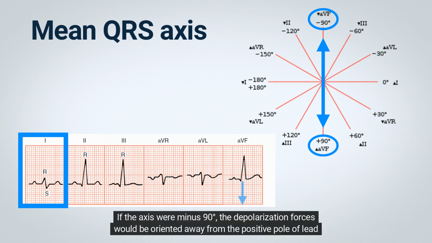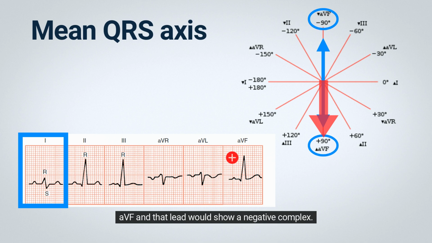If the axis were minus 90 degrees, the depolarization forces would be oriented away from the positive pole of lead AVF, and that lead would show a negative complex. However, lead AVF shows a positive complex, with a tall R wave. Therefore, the axis must be plus 90 degrees.